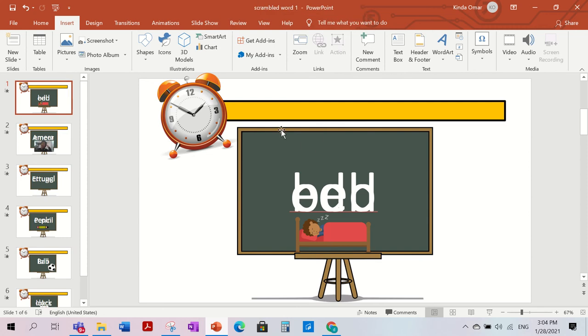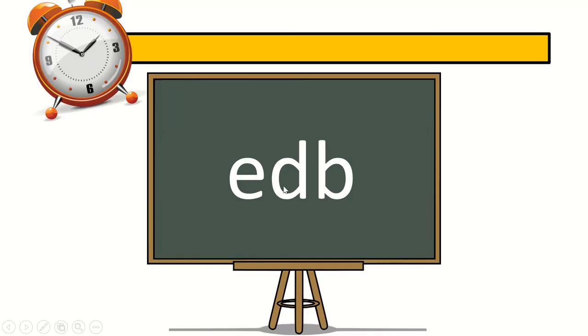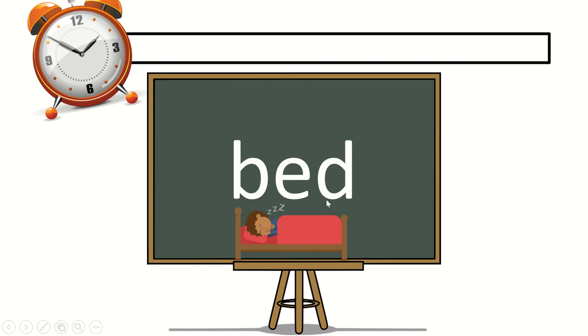Name is Dana, and today I'm going to be showing you how to create this word scramble game. So you start this, it has a timer, and you can choose the timer, how much you want it. And then you have this scrambled word, and you have to guess it. And when the timer is up, the word comes, which is bed.